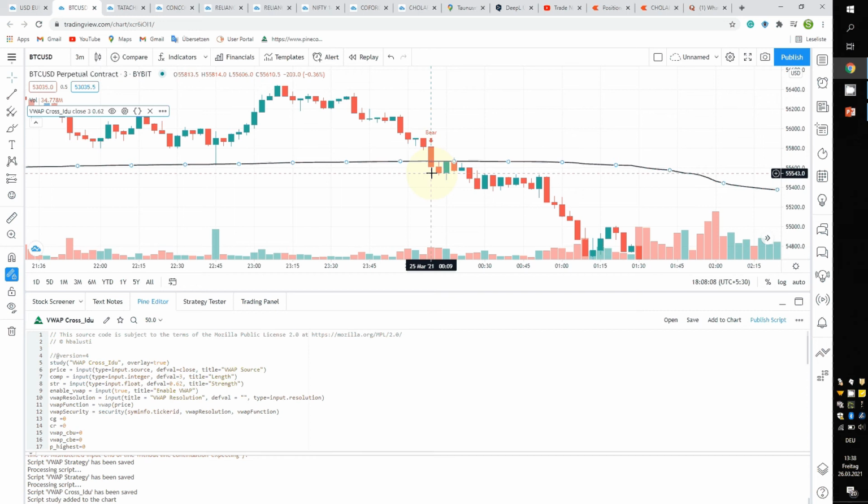We can do this in TradingView. TradingView provides a Pine editor where you can program your custom indicators. It's quite user friendly, and I would strongly recommend you to use it.